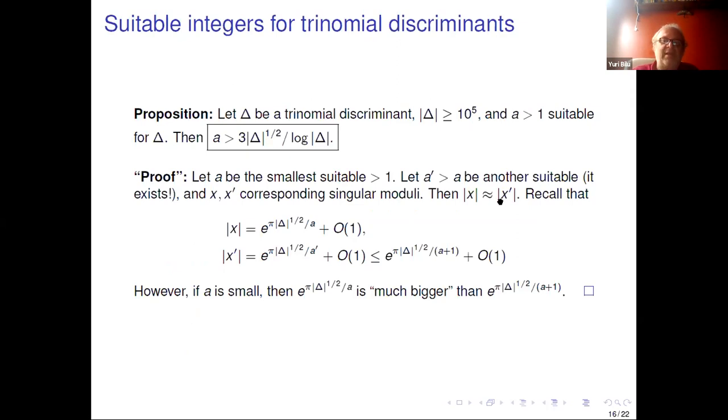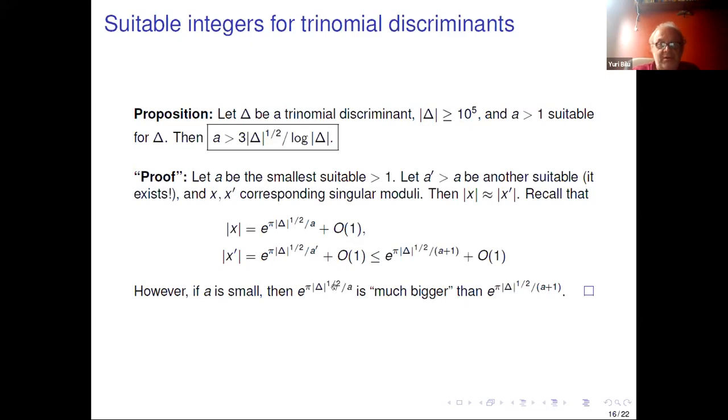So almost the same in absolute value. But also for them, we have, so what is for X? We have exponent of pi square root divided by A, and here we have exponent of pi square root divided by A prime. But A prime is bigger than A plus one, so it is at most this. But when A is small, then this guy cannot be very close in absolute value. This guy is actually much bigger than this guy.